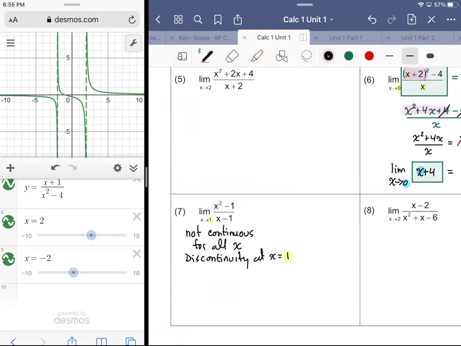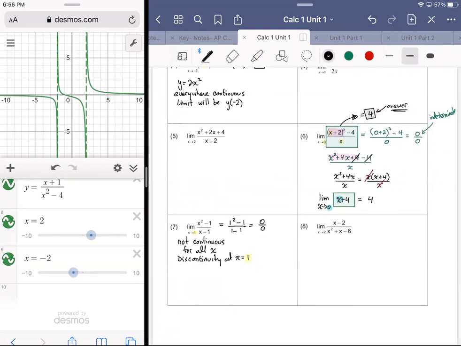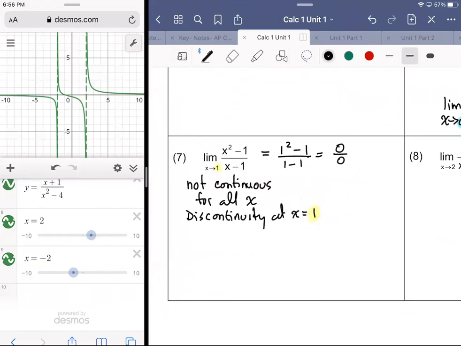So what we would do, I mean, you could try, but if I were to plug in the 1, 1 squared minus 1 over 1 minus 1, that's going to give me 0 over 0. And just like we learned with number 6, that's indeterminate. Indeterminate means that there's an answer. You just have to go looking for it now. Fortunately, this isn't the world's worst problem in terms of simplifying algebraically. The top is factorable.